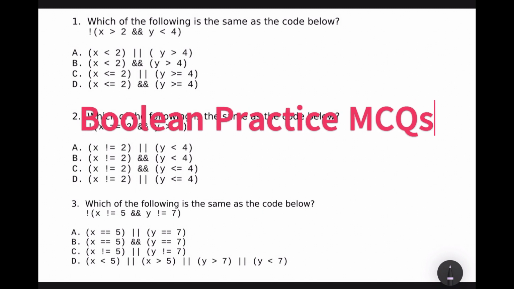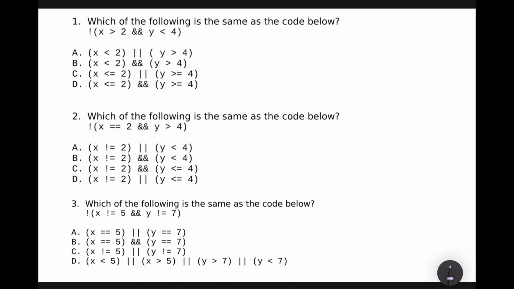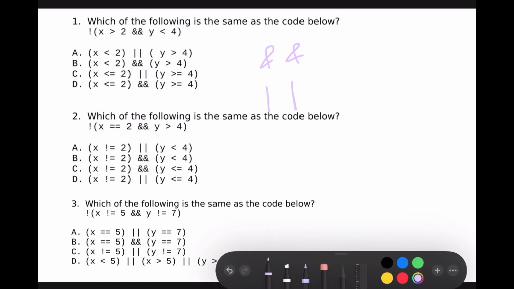Let's get started with the first one. Which of the following is the same code as the code below? Something important you need to know is that the opposite of and is or, right? That's something really important that you guys need to know. So basically, by just knowing that, we can eliminate some answer choices.